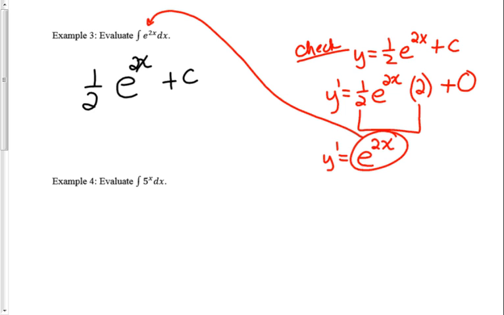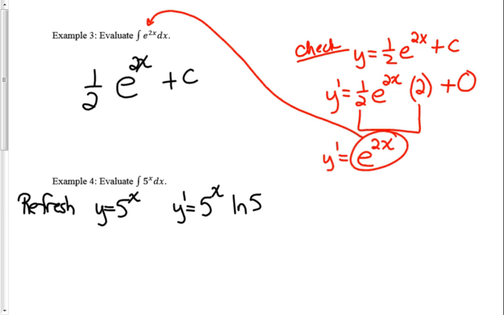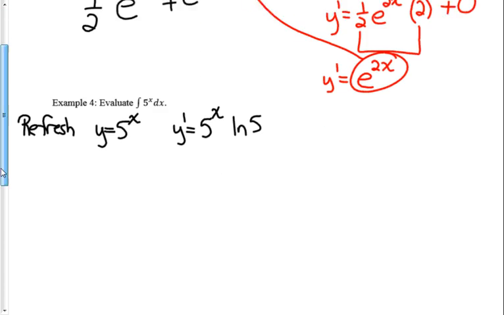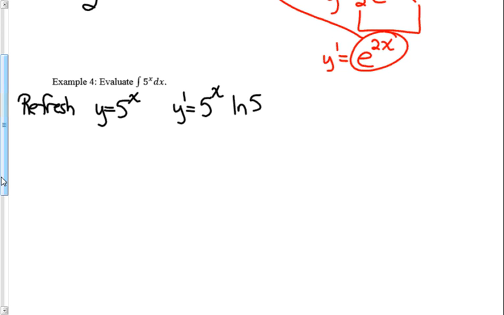Last one, example 4, evaluate the antiderivative of 5 raised to the x. Let's refresh our memory. If I have y is equal to 5 raised to the x, then y prime is going to be 5 raised to the x, and then times that pesky little thing, natural log of my base, which is 5. So that should help me in actually finding my antiderivative. I know that I should have a 5 to the x in my antiderivative. So again, my antiderivative, I'm going to have a 5 raised to the x.